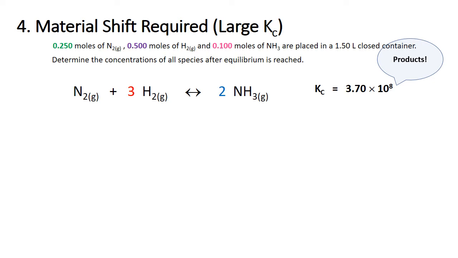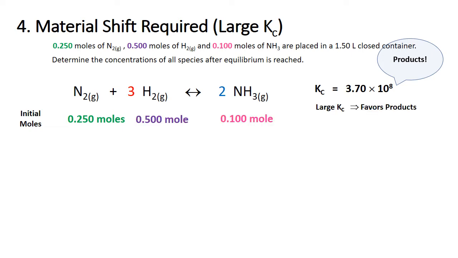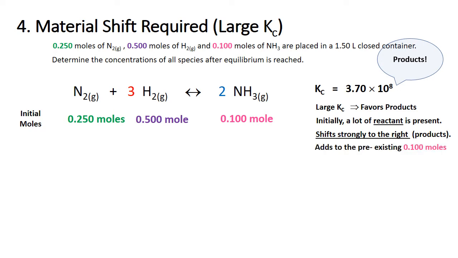Okay, so the way to approach this is to realize that we have initial values, initial moles for nitrogen, for hydrogen, and for the NH3. The fact that this is a large equilibrium constant, though, tells us that it favors the products. And as we have a lot of reactants present initially, we know that it's going to have to shift to the right. More importantly, it's going to shift very strongly to the right because our equilibrium constant clearly favors the products. However, we already have some product present, and that's not a problem.